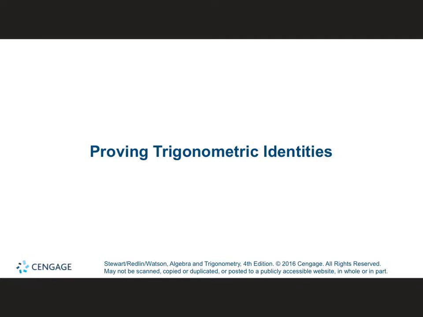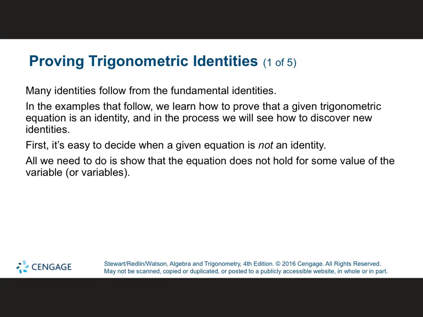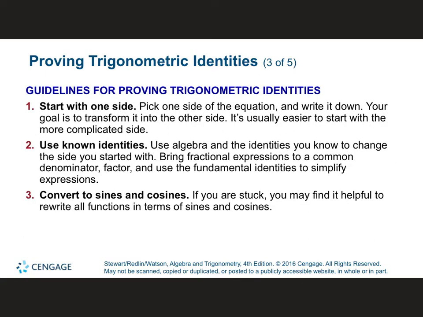The next part that we're going to be looking at is proving these trigonometric identities. It tells you that many identities follow the fundamental identities. In the examples that we're going to be doing, we learn how to prove that a given trigonometric equation is an identity, and in the process, we see how to discover new identities. It's easy to decide when a given equation is not an identity. What we also need to do is to show that the equation does not hold for some value of the variable. So, steps in doing this.